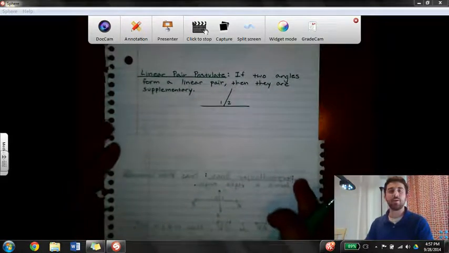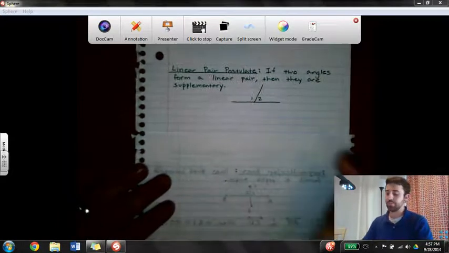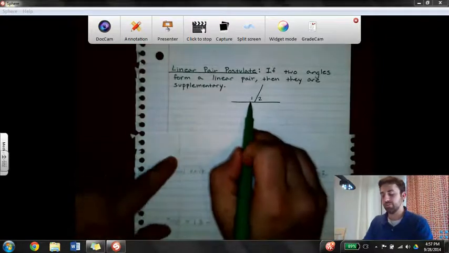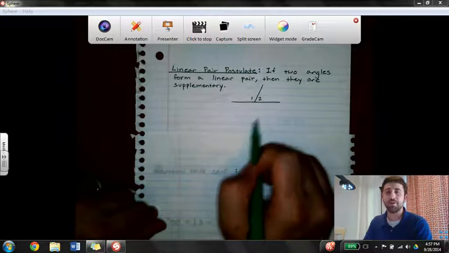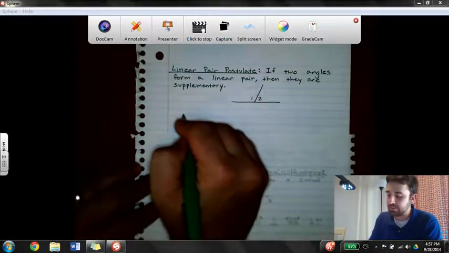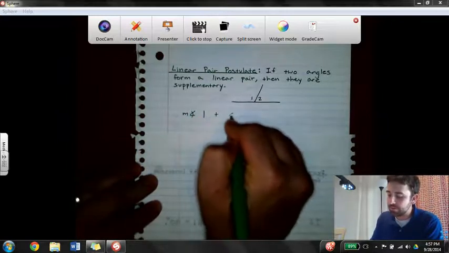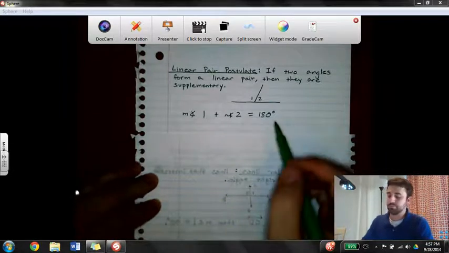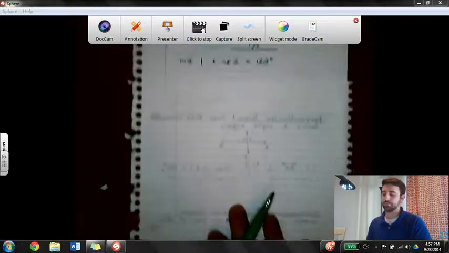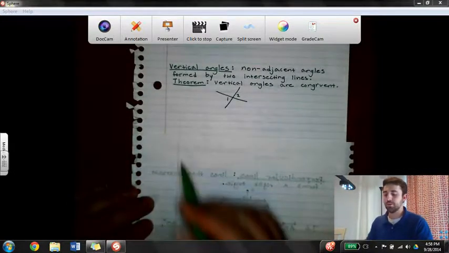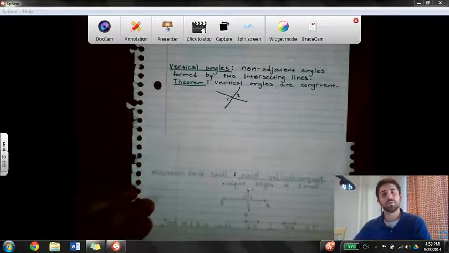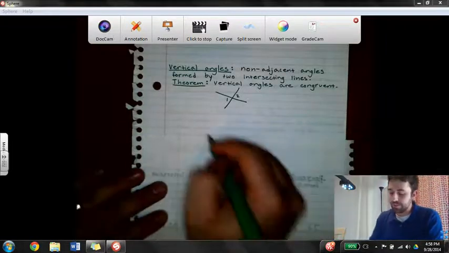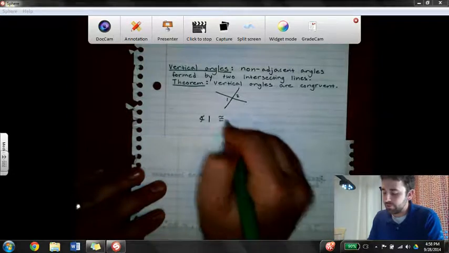Next, we have what's called the linear pair postulate. If two angles form a linear pair, then they are supplementary. So if angle 1 and angle 2 are a linear pair, then they are supplementary, which means the measure of angle 1 plus the measure of angle 2 is equal to 180 degrees. Our next term is vertical angles. Non-adjacent angles formed by two intersecting lines. The theorem for vertical angles is that they are congruent. So in this example, angle 1 is congruent to angle 2.